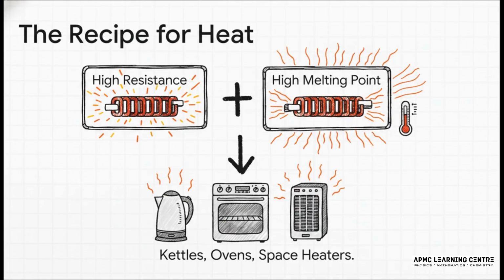You know, the recipe is just brilliant in its simplicity. You pick a material with super high resistance to create a ton of heat, and then you just make sure it has a really high melting point so it doesn't destroy itself. And that's it. That's the basic technology behind our kettles, our ovens, our space heaters. We've literally turned a law of physics into a super reliable household tool.